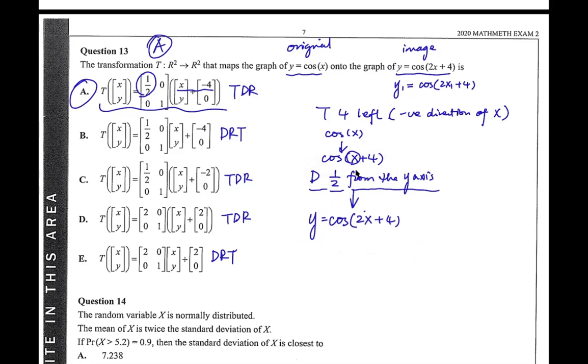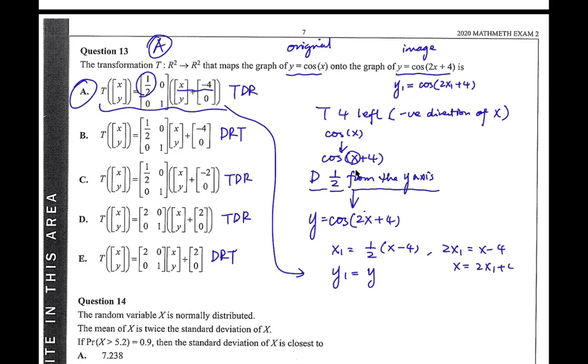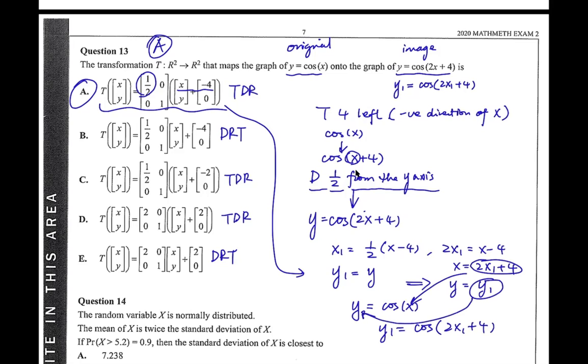Of course, you can do the traditional mapping method. x1 is half x minus 4. y1 is y, okay? 2x1 is x minus 4. x is 2x1 plus 4. And this is y equals y1. So y equals cosine of x. y1 equals cosine of 2x1 plus 4. Substituting that here and that one here. There we go. Option A is correct.